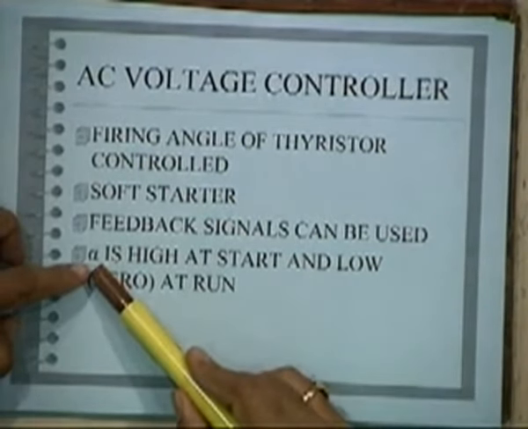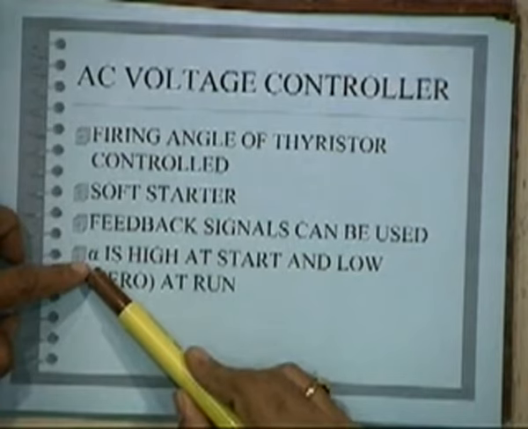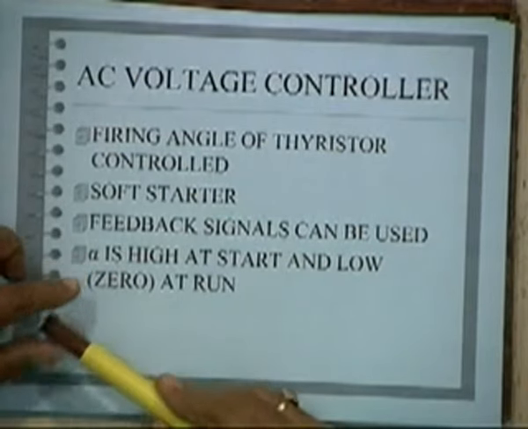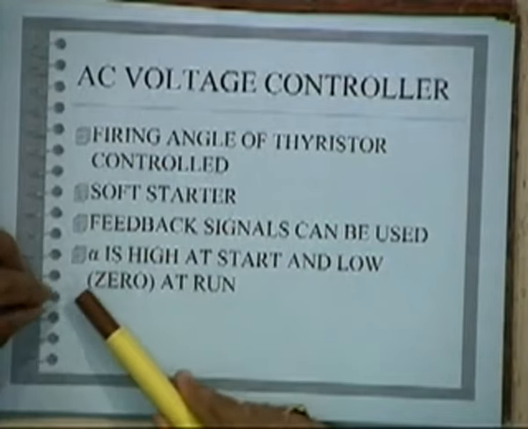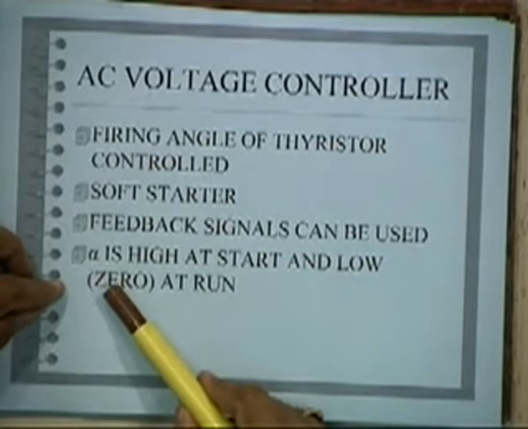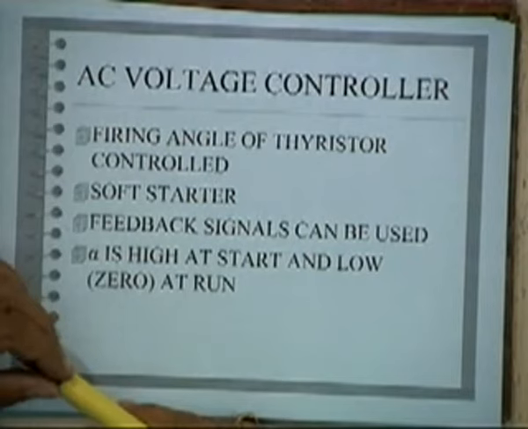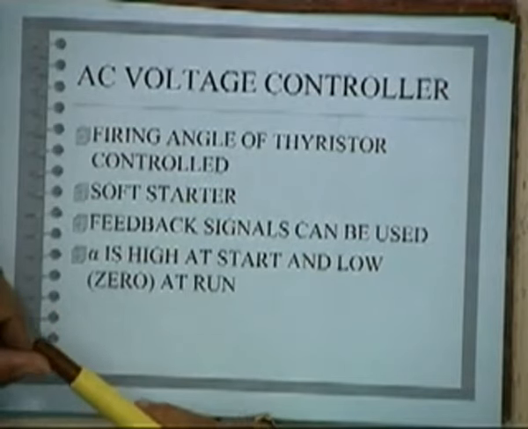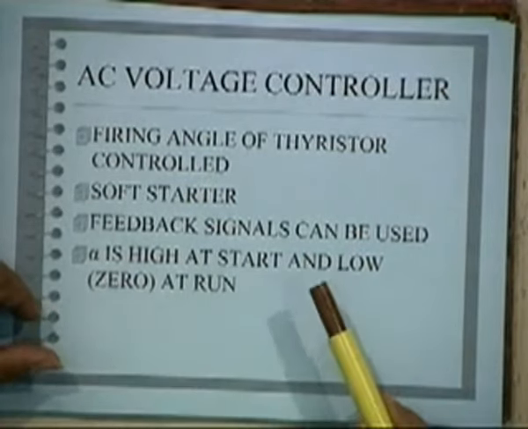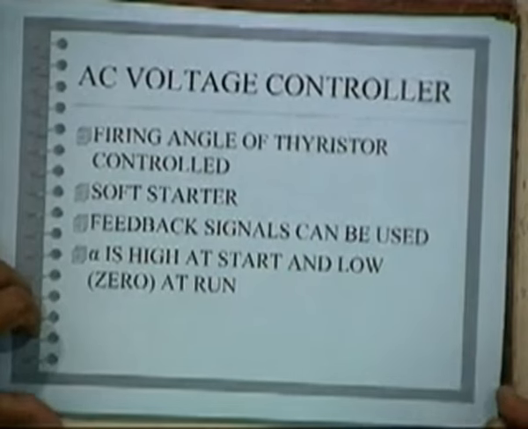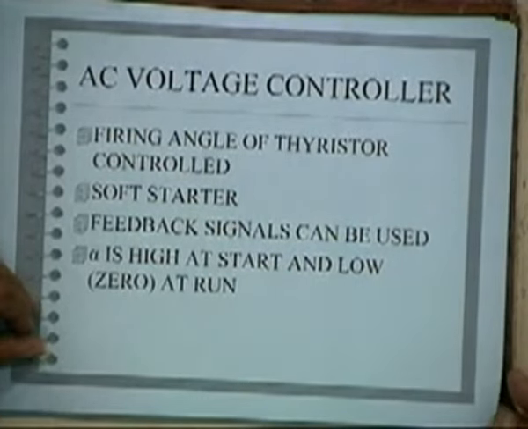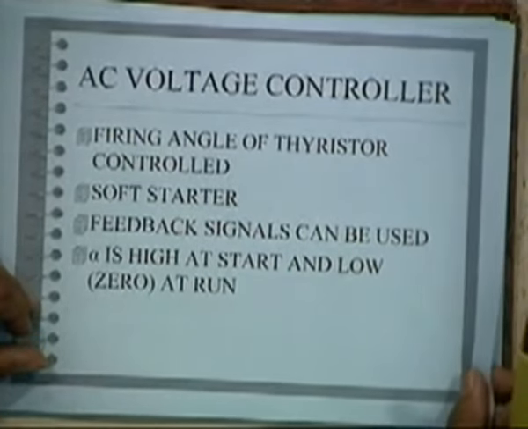and you change the firing angle of the thyristor, keeping it very high at start so that the voltage across the motor is low at start. And if you go on making the firing angle 0, the bulk of the voltage will come across the motor. Therefore, this way you are able to change the starting sequence from low voltage at start to full voltage at run conditions. Okay.